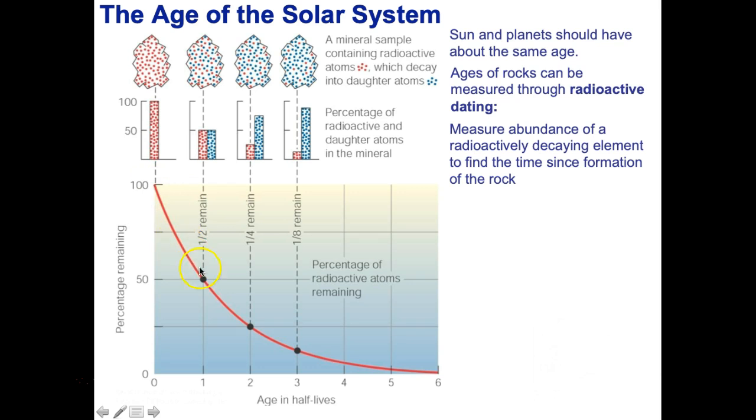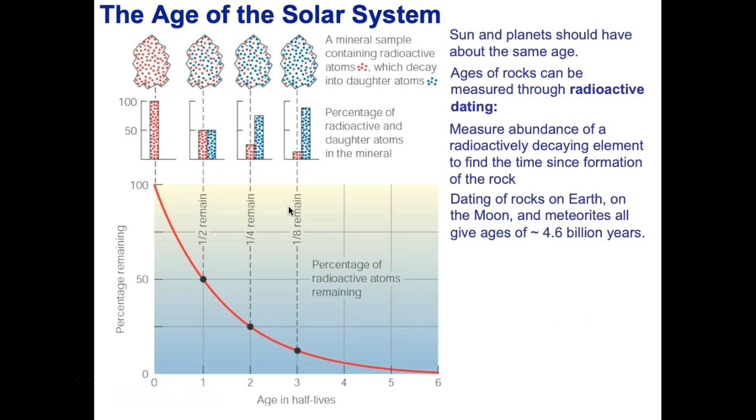So after 2 half-lives, we have a quarter of the amount remaining. 1/2 times 1/2 is 1/4. After 3 half-lives, we have 1/8 of the amount of the parent material remaining, and 7/8 daughter isotope. 1/2 times 1/2 times 1/2 is 1/8. So in dating the Earth, and also with the moon and meteorites, we've taken a survey of all of these objects, and we've come up with a 4.6 billion year old solar system age.